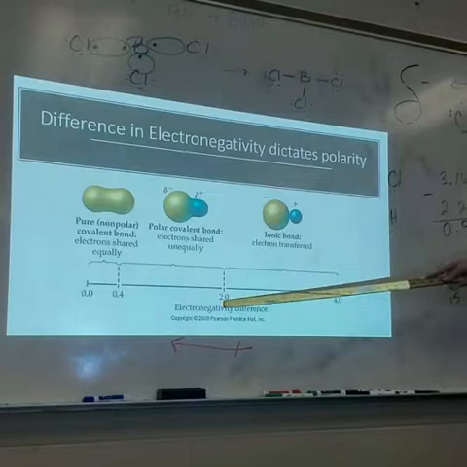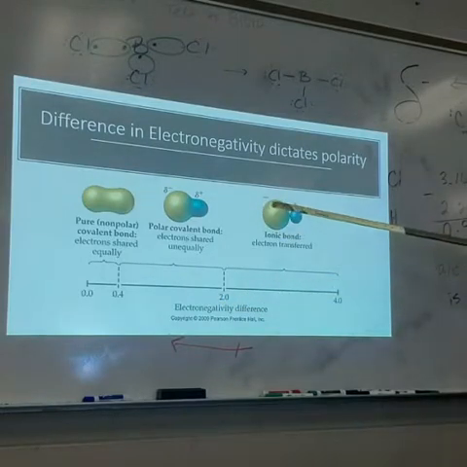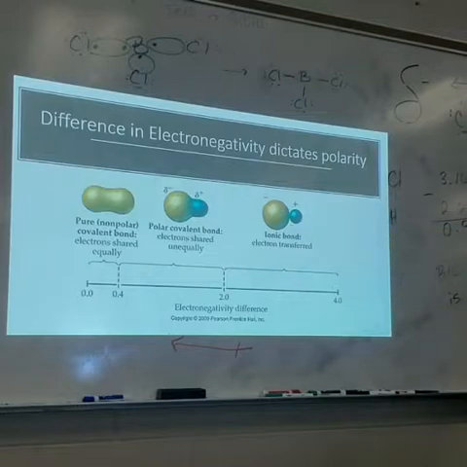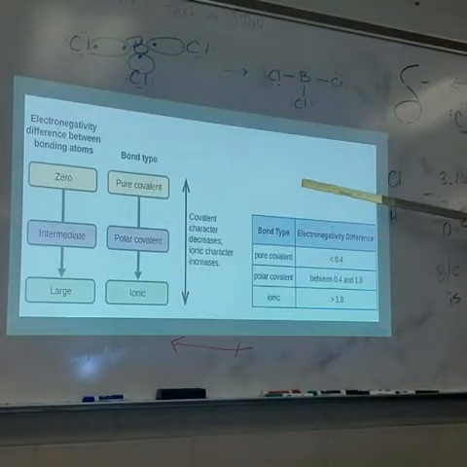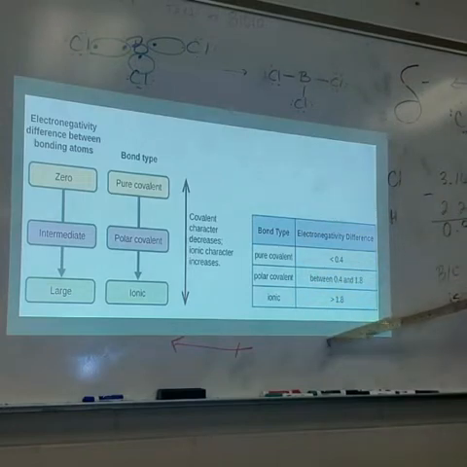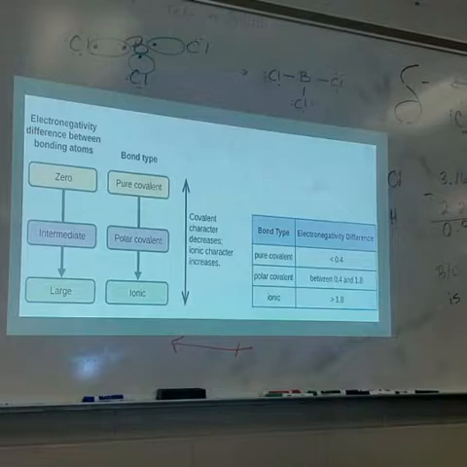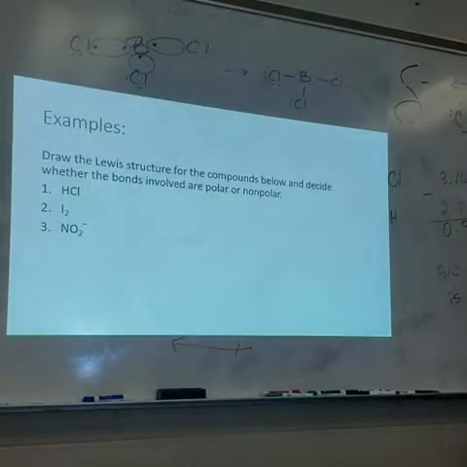So anything greater than 1.8, we're going to consider ionic. And again, you can see this is completely transferred electrons, and we have opposite charge. This is the same chart. You guys should have this chart in your notes. This is the one that I will be referencing. Everybody got this in the notes? Awesome. So that was a recap of yesterday.